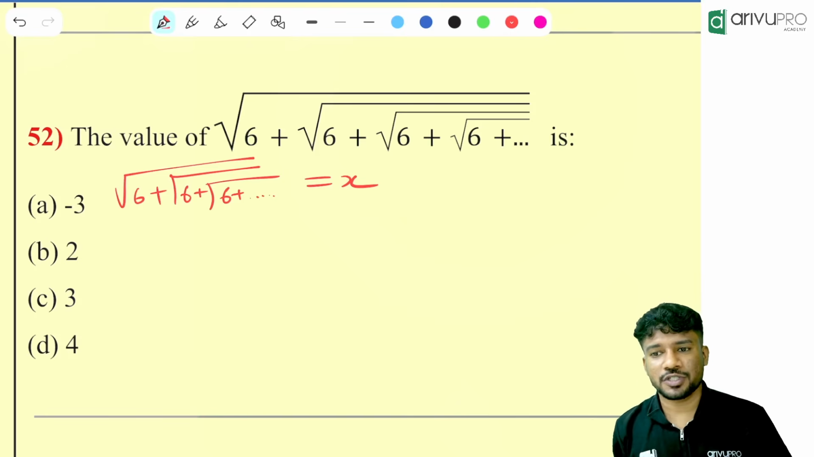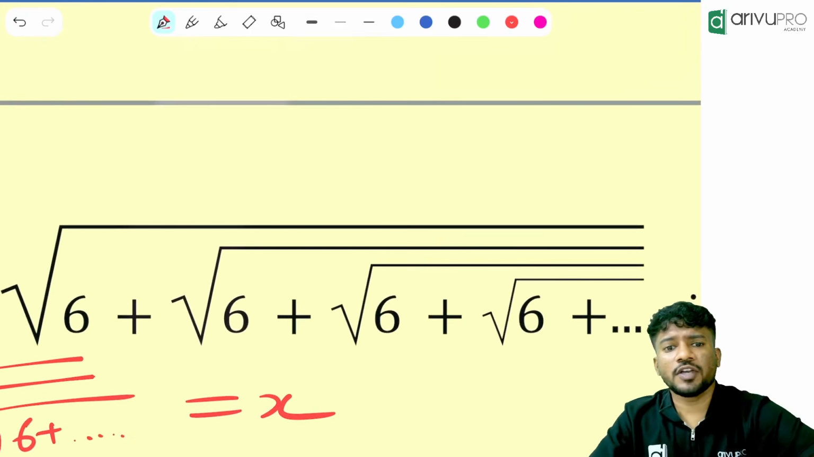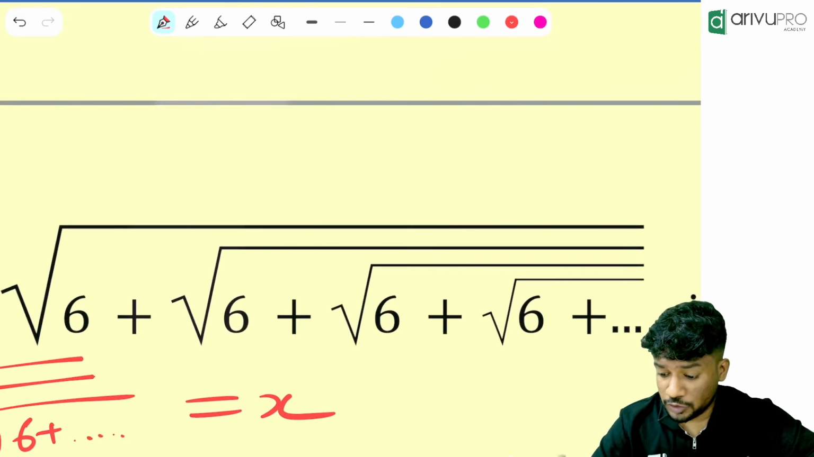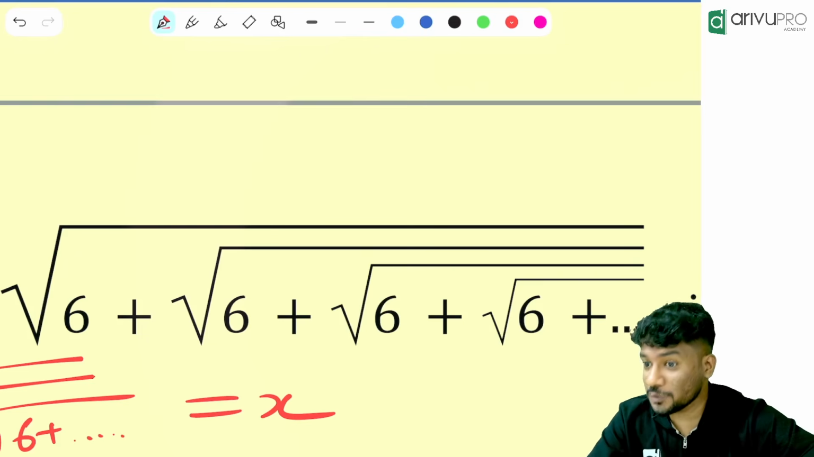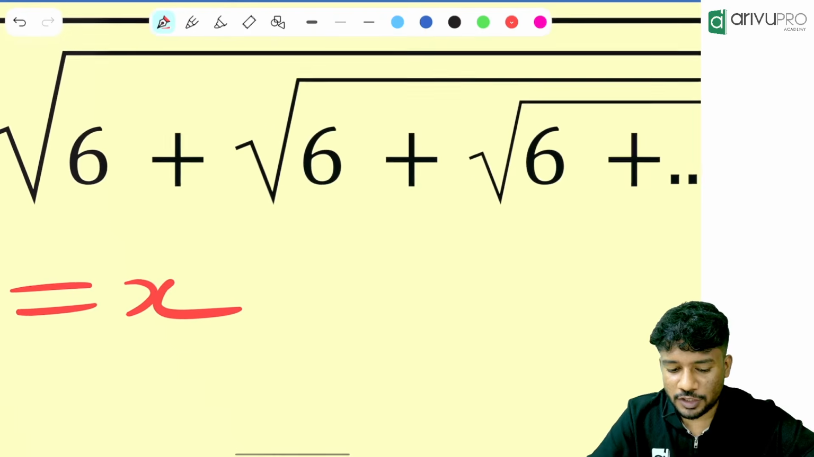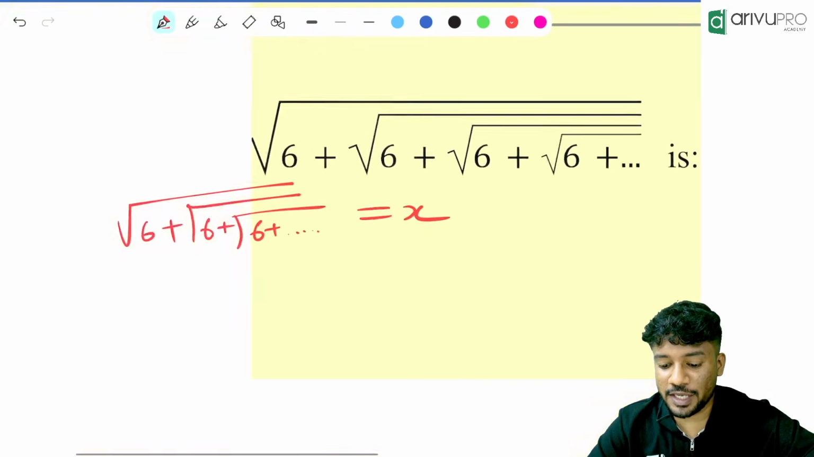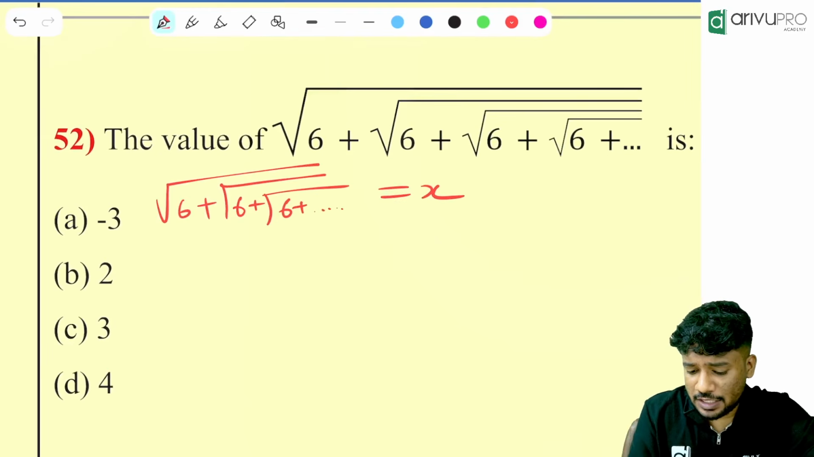Now I will ask you a question. It is going till infinity, keep it in your mind. Root of 6 plus root of 6 plus root of 6 plus root of 6 plus etc. going till infinity is X. Then what is this part? That is also X only, right? If the entire thing is X, then the second thing also should be X. So can I say that root of 6 plus X is equal to X?